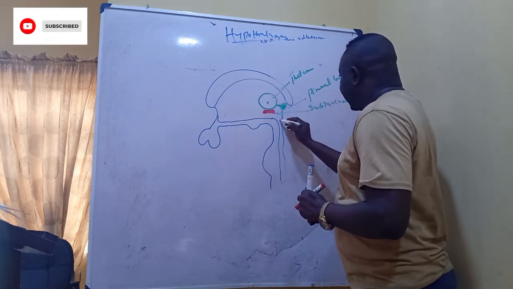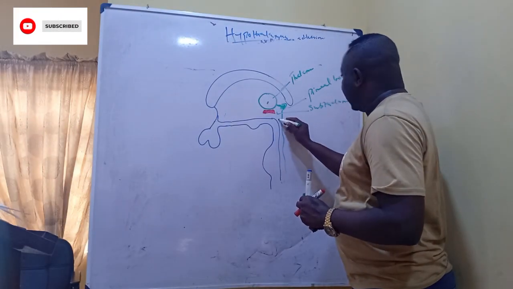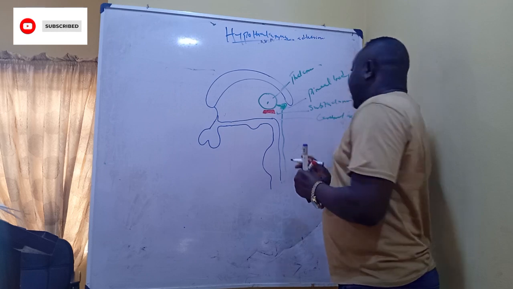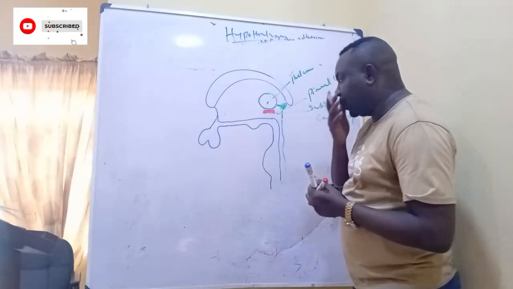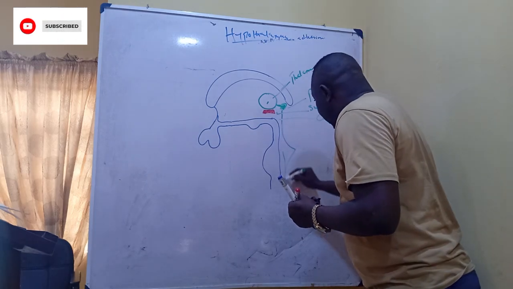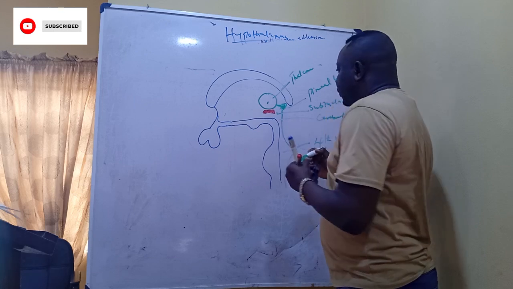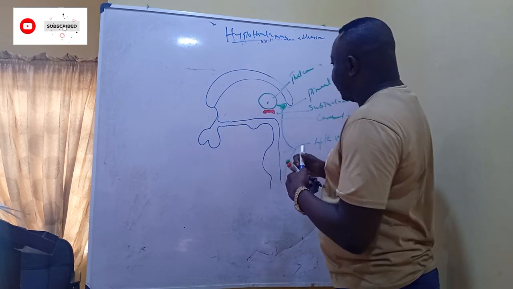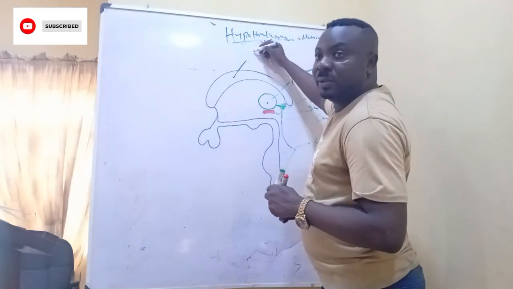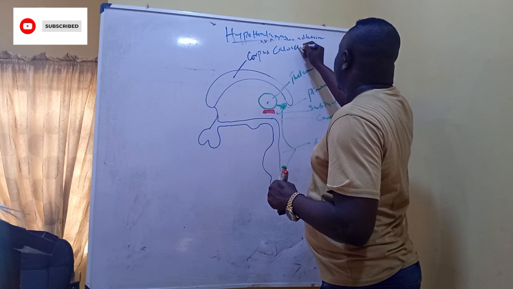Yes. This is what? This is the cerebral aqueduct, right? Or aqueduct of Sylvius. Is it not so? This is the fourth ventricle. Is it not so? Right. Now this one. This is what? This is the corpus callosum, right?